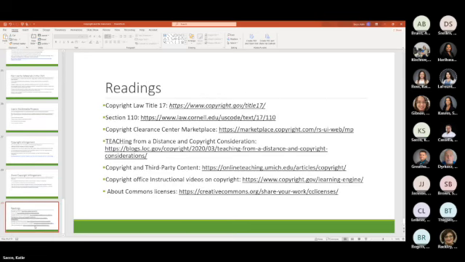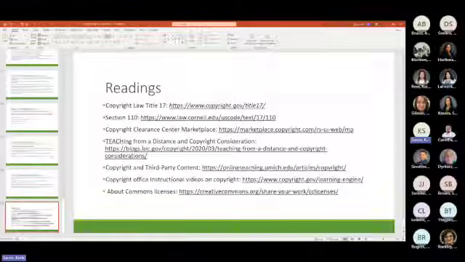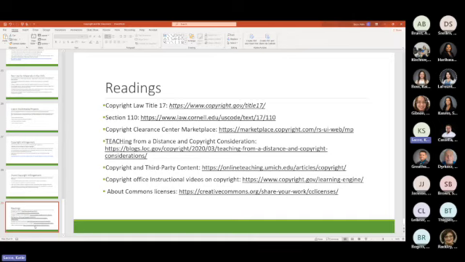Now, I provided you a list of readings. The first one is the copyright law. The other one is section 110, which has to do with fair use. The Copyright Clearance Center Marketplace is a place where you can search for copyrights and copyright owners. So let's say you want to use a book for your course and you want to contact the author to ask them if you can use the materials. You can actually search the marketplace. They'll tell you who the copyright owner is and give you contact information.